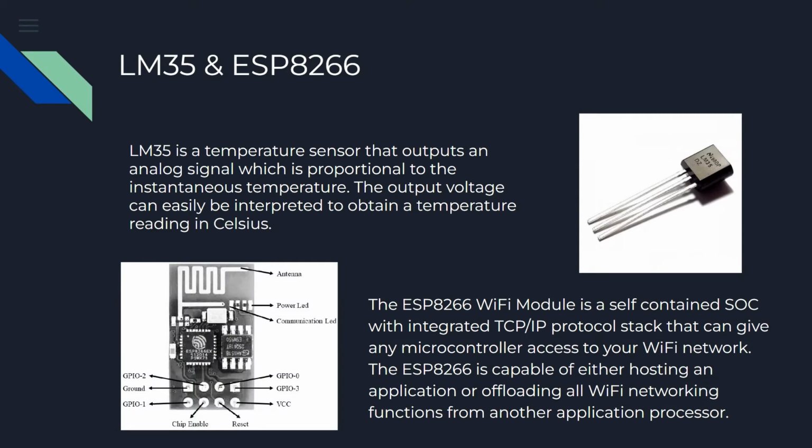So the next two sensors and modules are LM35 and ESP8266. The LM35 is a temperature sensor that gives an analog signal as an output, which can be easily converted to temperature values in Celsius using a simple mathematical equation. The ESP8266 Wi-Fi module is an SoC that is integrated with the TCP/IP protocol, which allows any microcontroller to connect to any Wi-Fi network in its coverage. Then it allows us to transfer the data through Wi-Fi.